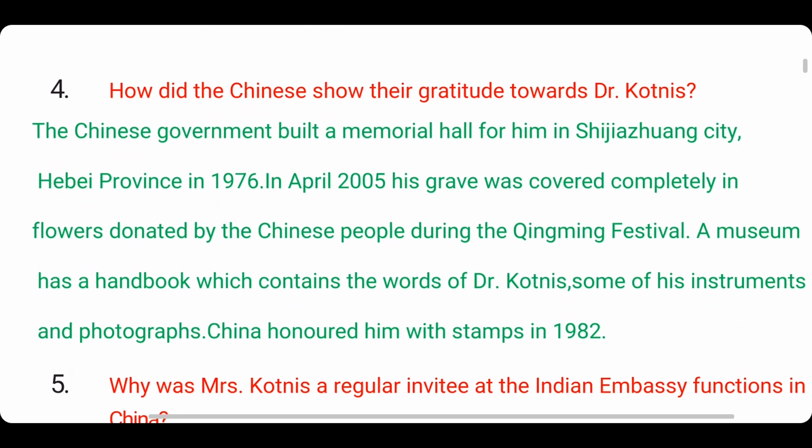On to the fourth question. How did the Chinese show their gratitude towards Dr. Cortness? The Chinese government built a memorial hall for him in Shijiazhuang City, Hebei Province in 1976. In April 2005, his grave was covered completely in flowers donated by the Chinese people during the Qingming festival.